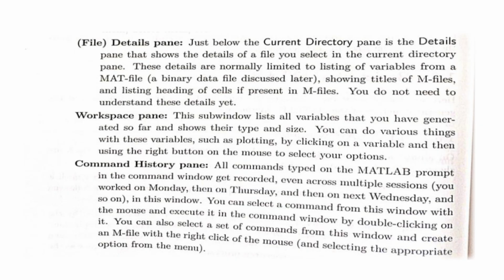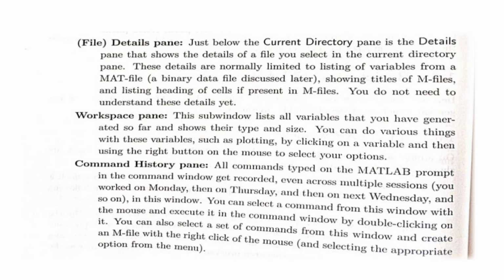File details pane. Just below the current directory pane is the details pane that shows the details of a file you select in the current directory pane. These details are normally limited to a listing of variables from a mat file, a binary data file discussed later, showing titles of M files, and listing headings of cells if present in M files. You do not need to understand these details yet.